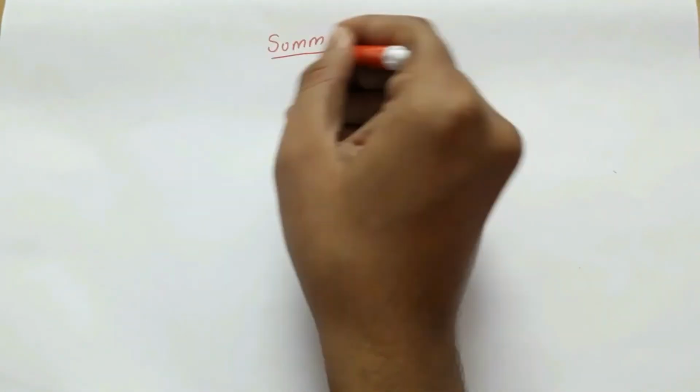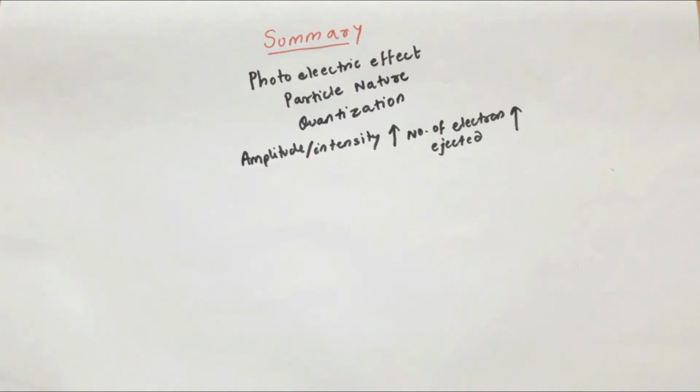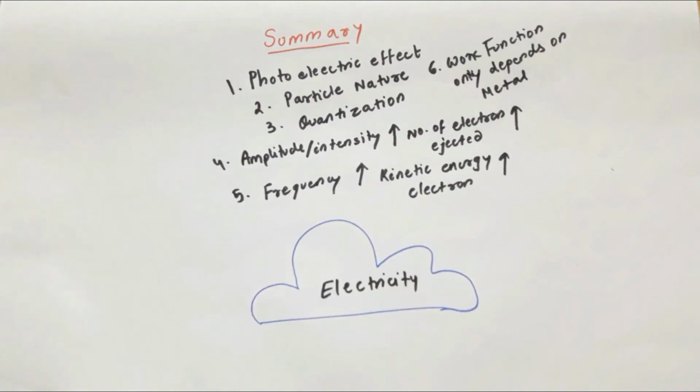Let's summarize the whole video. We learnt about the photoelectric effect and the particle nature of light, what quantization is, how intensity or amplitude affects the number of electrons, and how an increase in frequency increases the kinetic energy of the electron. And don't forget that the work function depends on the metal only. And I hope someday you find cheap electricity and a more efficient solar panel.